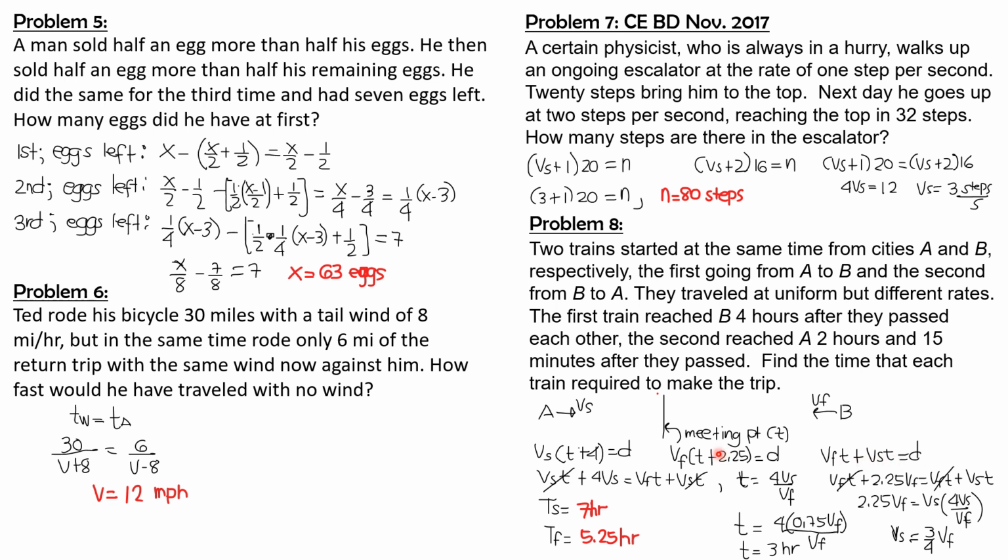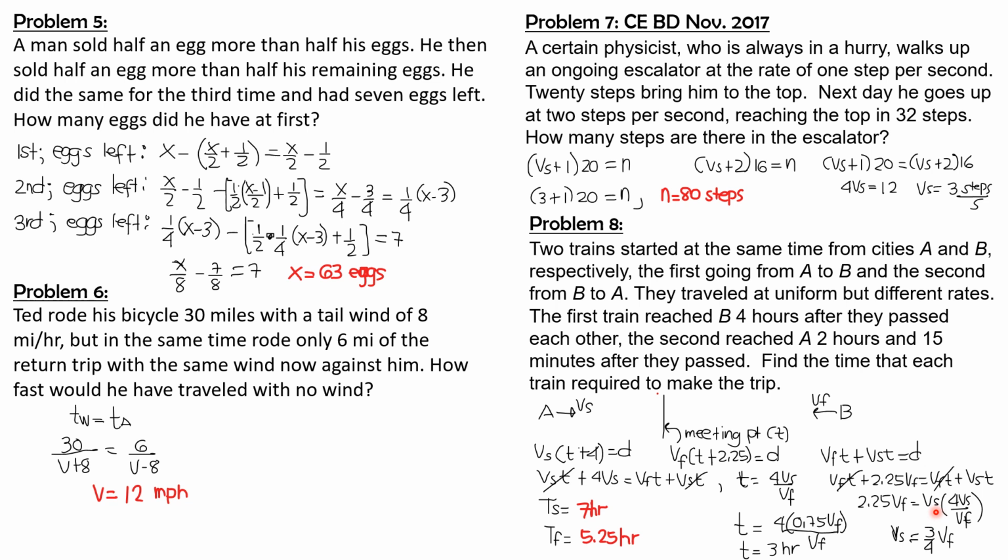So equating these two, this equation here, V sub S times T plus 4 V sub S equals D, and D is V sub F T plus V sub S T. Cancel V sub S T. From here, we can solve T in terms of V sub S and V sub F. So it is 4 V sub S over V sub F. Then equating this equation with this equation here, V sub F times T plus 2.25 V sub F equals V sub F times T plus V sub S times T. Cancel out V sub F T. Then we have 2.25 V sub F equals V sub S times T, and T from this equation is 4 V sub S over V sub F.